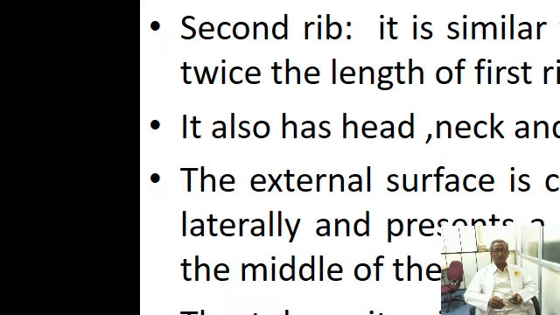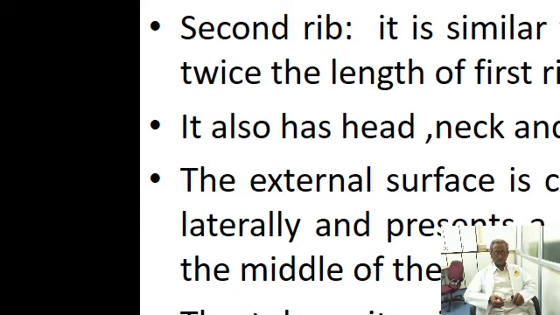See, the second rib is similar to the first rib but thinner and twice the length of the first rib. It also has a head, neck and shaft. The external surface is convex, facing upward and laterally, and presents a prominent tuberosity near the middle of the shaft. This tuberosity gives attachment to the lower part of the first digitation and the entire second digitation of the serratus anterior. Now a narrow ridge extends backwards from this muscular impression to the tubercle of the rib.